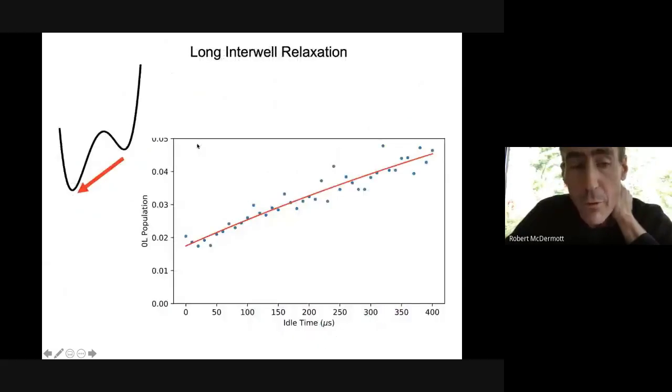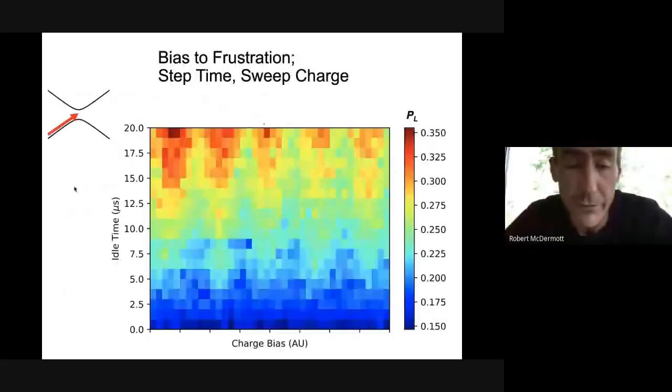Just as an aside, we can also look at the interwell relaxation. So we can prepare in, let's say, this right well and look for a slow relaxation over the left well. And the system will relax over very, very long time scales, well in excess of a millisecond. So that type of protection against dissipation is one of the ingredients for a protected qubit. But of course, it's by no means all that we need, but certainly we get that protection by having these wave functions that are well localized in the left and right wells.